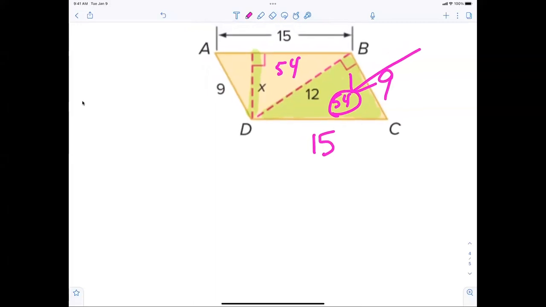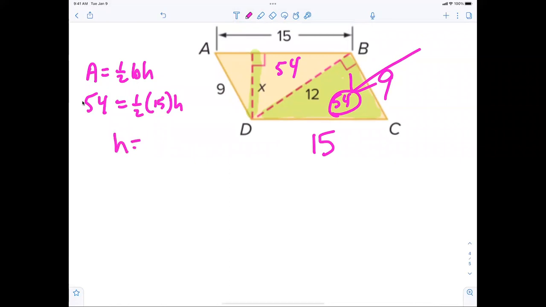All right, almost great. Area equals 1/2 base times height. 54 equals 1/2 the base times the height, which is unknown. Does everybody agree with that? So what does that come out to be? The height, which is also X. I should have put X there as what? 7.2. Anybody else get 7.2? Is everybody okay with that?